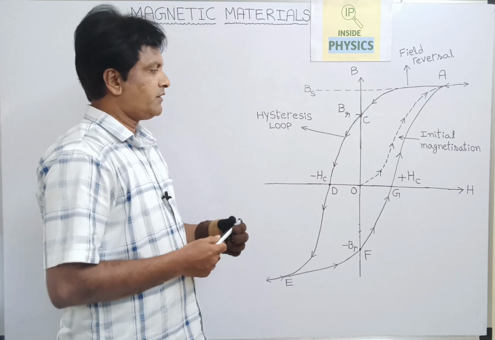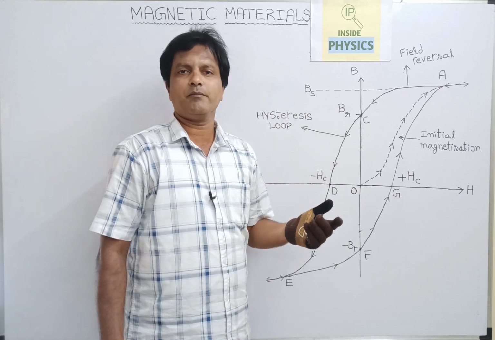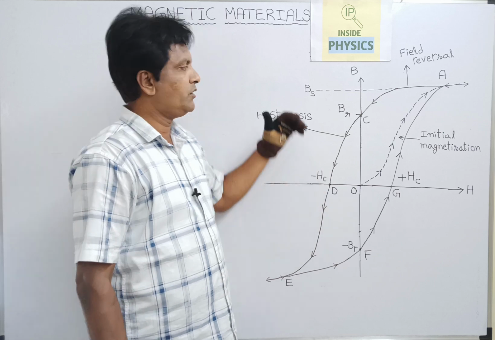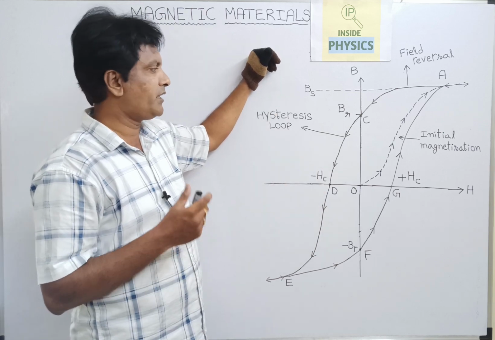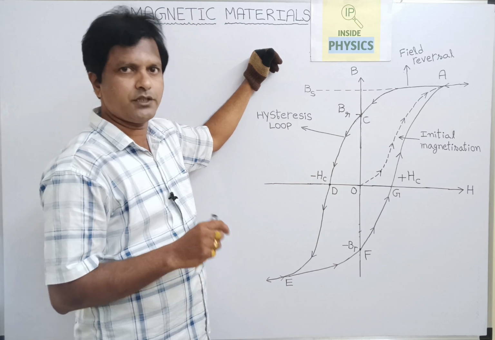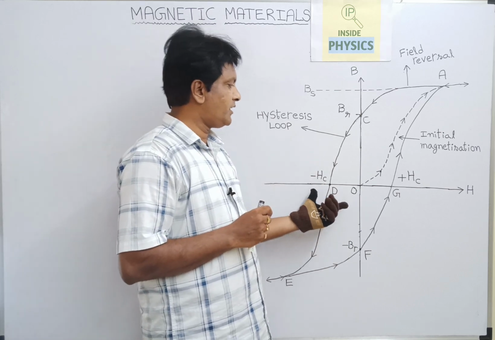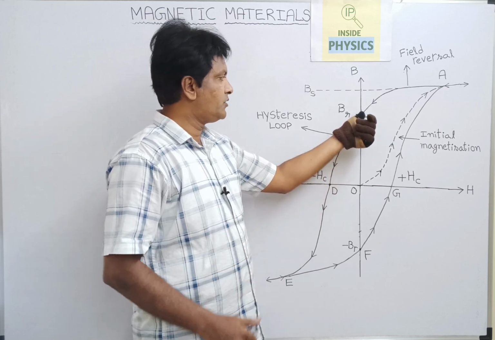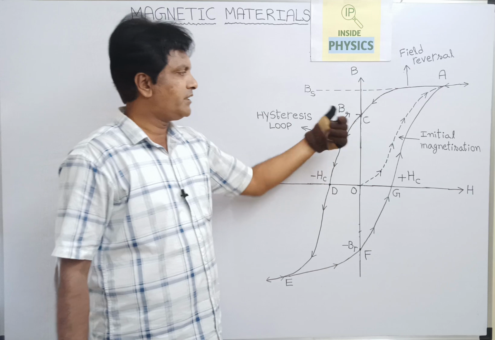Coercivity is the amount of magnetic field that must be applied in the reverse direction to bring the magnetic induction, flux density or magnetization to zero. So we need to apply the magnetic field in the reverse direction so that the residual magnetization is brought to zero. So what is retentivity?